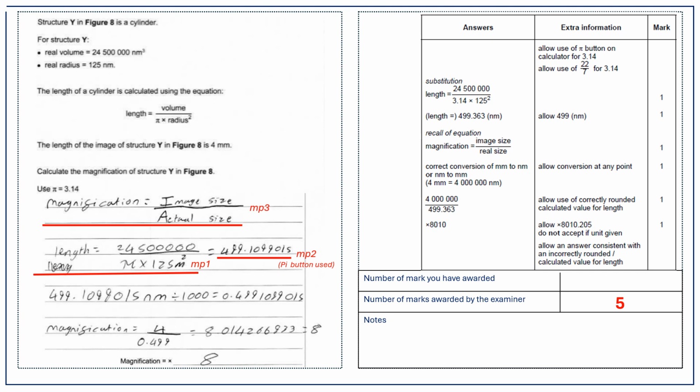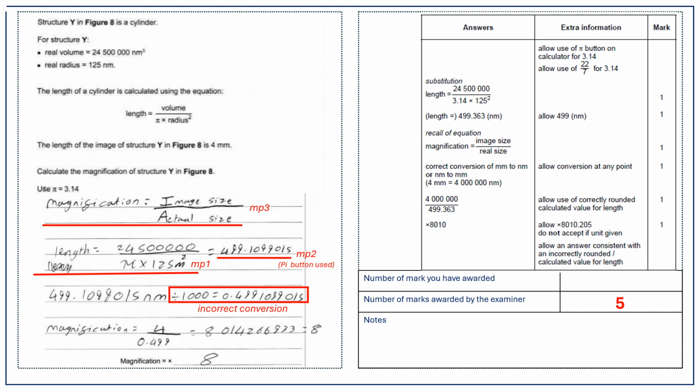The next line of the student's working shows a conversion. The student is converting their nanometers back into millimeters. However, they have done this incorrectly, as they haven't divided by 1,000 for a second time, and therefore we cannot award marking point 4.